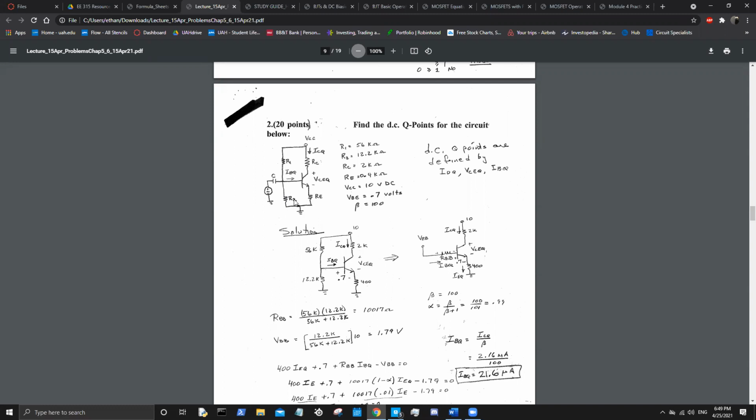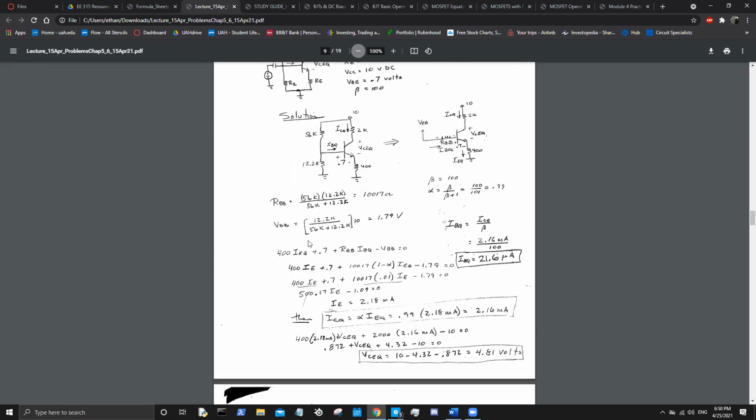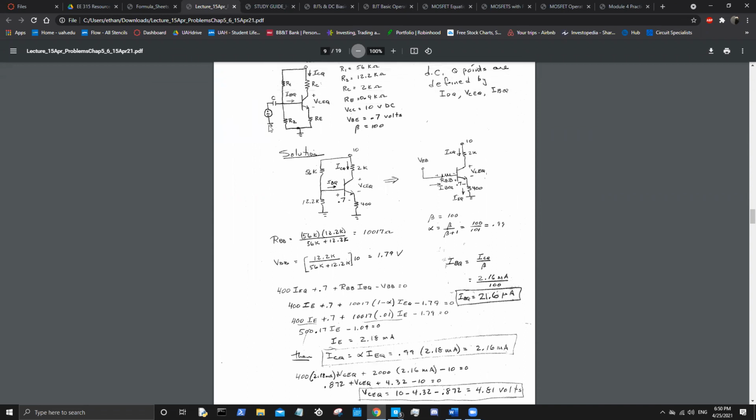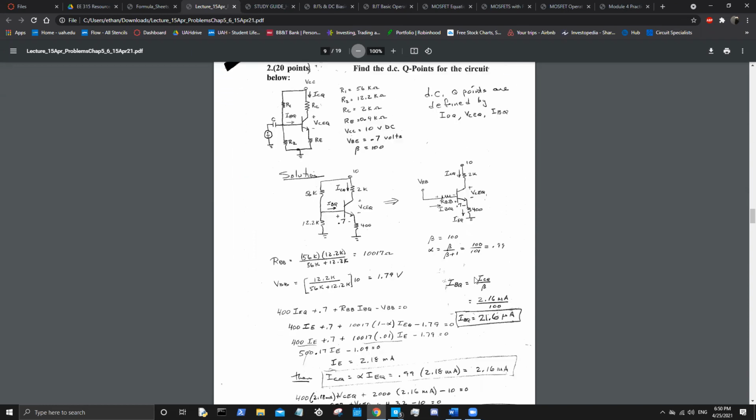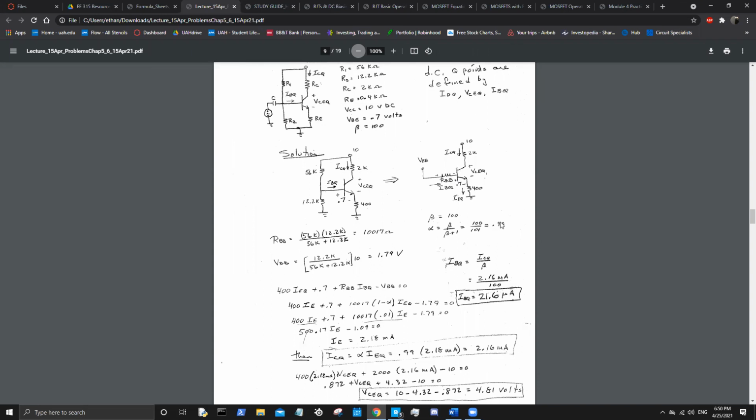Okay, and we're given a bunch of numbers. Let's see. So he immediately reduced this to just the BJT itself. We took this circuit, because this is all ground nodes, and reduced it to this. We were given beta, right? Okay, cool. So he used beta, calculated alpha immediately. IBQ is equal to the ICQ ratio with beta. So he had to get that from somewhere. Now beta, we were given that.